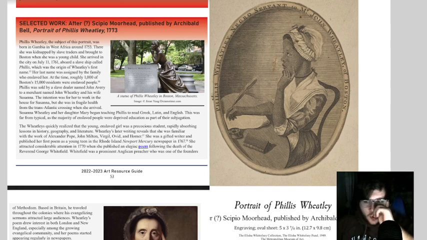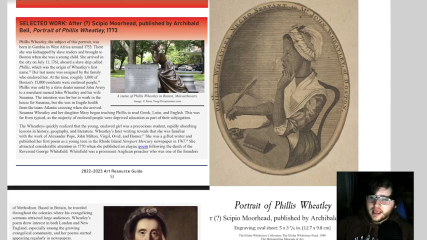Wheatley's later writing revealed that she was familiar with the work of Alexander Pope, John Milton, Virgil, Ovid, and Homer. She was a gifted writer and published her first poem as a young teen in the Rhode Island Newport Mercury newspaper in 1767. She attracted considerable attention in 1770 when she published an elegant poem following the death of the Reverend George Whitefield.